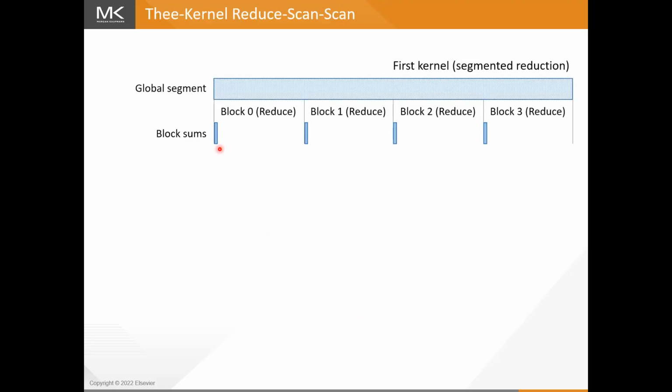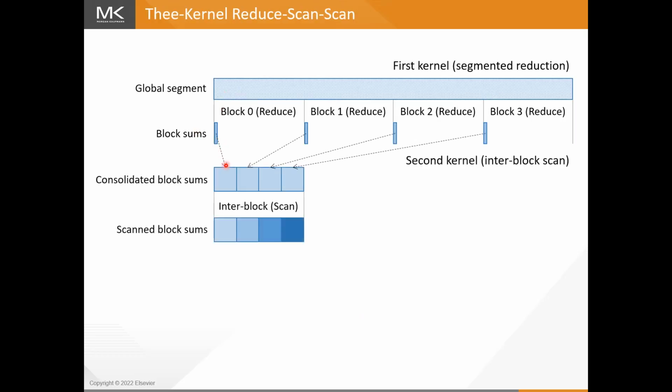Okay. So in the reduce-scan-scan approach, what happens is in the first kernel, I'm not going to do a scan. I'm only going to do a reduction. I'm going to do a reduction that's going to find the sum of the elements in the block segment, but it's not going to scan them. Is that clear? Okay. So after I do a reduce, now I have the sum of the elements in each block. Next, what I can do is I can do a scan of those sums. That gives me the scanned sums.